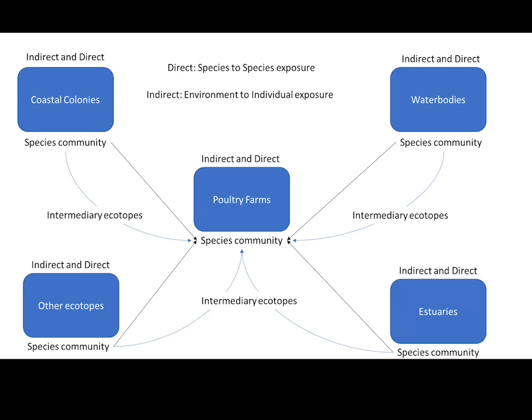So poultry farms are obviously our central focus here, but there are other identified areas where birds tend to congregate, and others that are less obvious, which I've just labelled as other ecotopes. But the idea here is that in each of these landscapes, there is direct and indirect exposure to avian influenza. The direct is species to species exposure. So species 1 coughs on another species or individual and spreads it that way, or defecates and one dabbles it up. Ducks aren't particularly clean creatures.